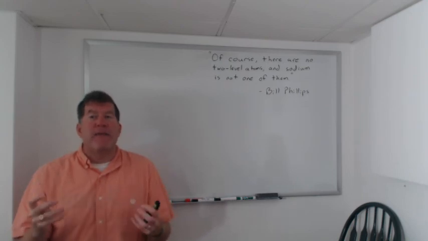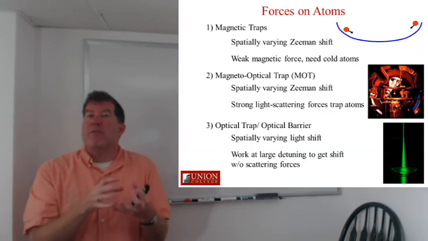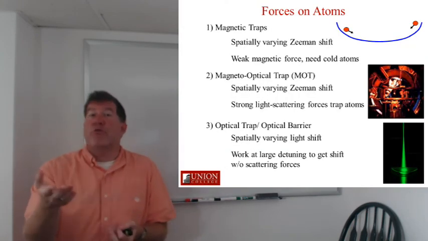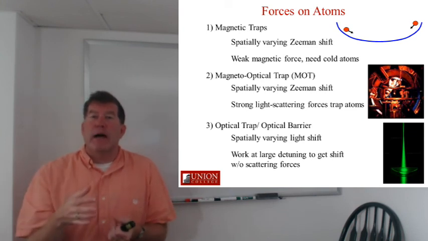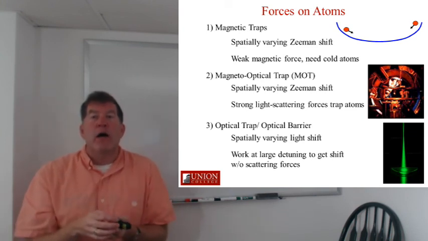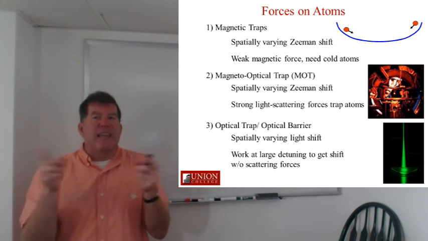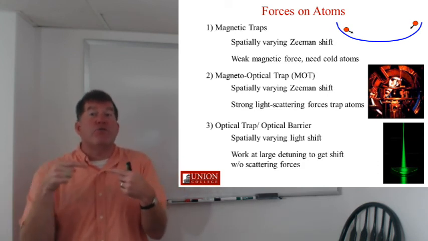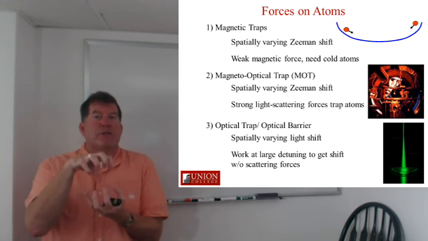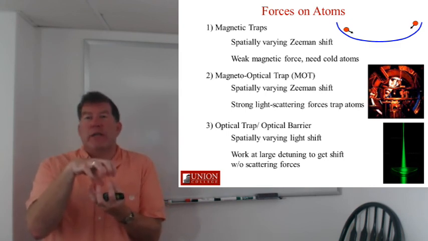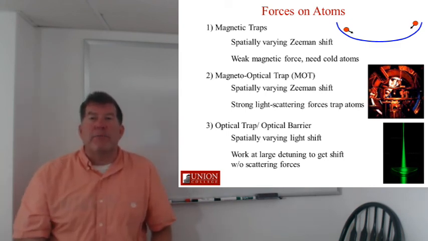We can use magnetic fields to make magnetic traps that will confine atoms, and that'll be critically important for talking about Bose-Einstein condensation, which will be the next thing up. We can use a magneto-optical trap, which uses magnetic fields to add a little position dependence to these very strong light forces. And that allows us to collect huge numbers of atoms in these magneto-optical traps.